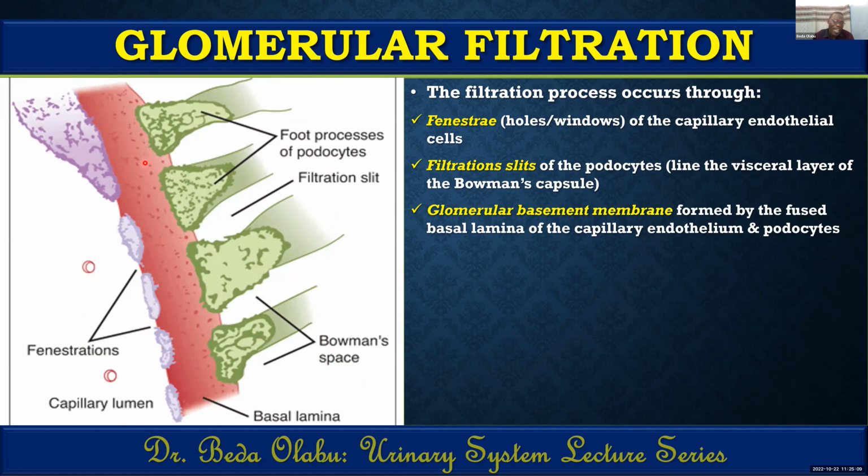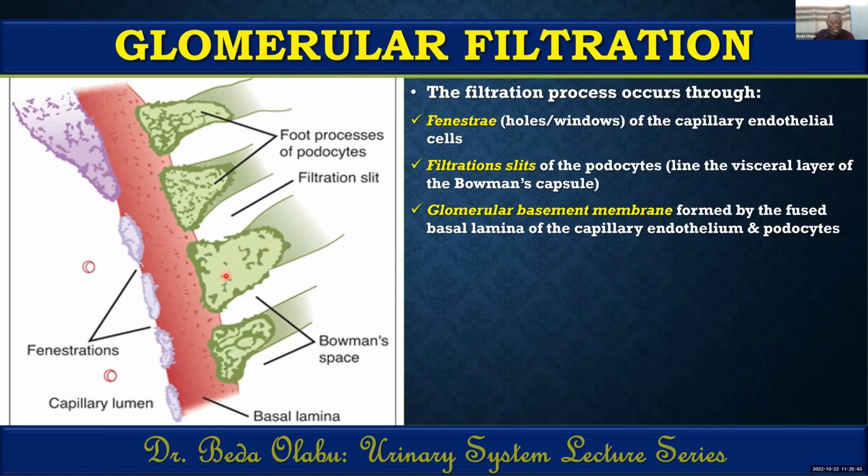Now look at this highly magnified image to understand that concept well. Consider this side to be the lumen of the capillary, and consider this one to be a capillary endothelium. So there's some gaps between the capillary endothelium, holes which we call fenestra or fenestrations. And this at the end, consider this to be the lumen of the Bowman's capsule, so the Bowman space.